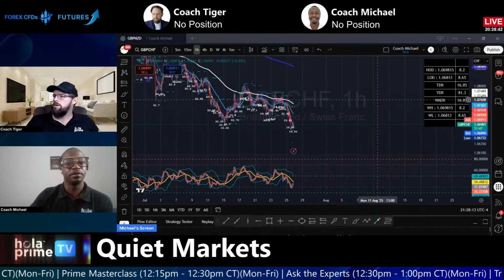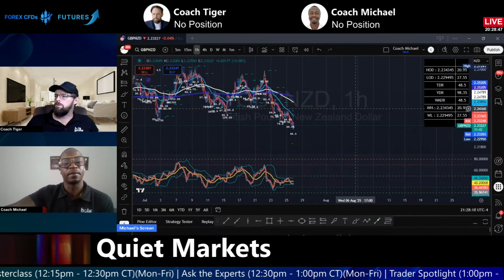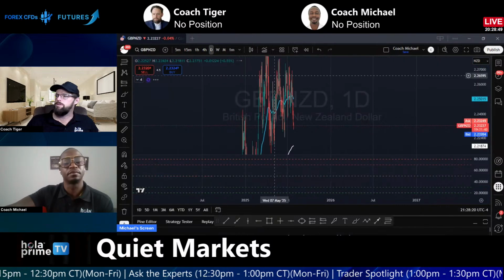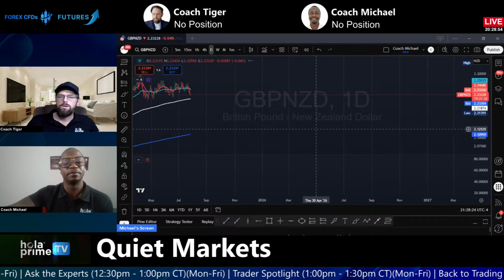Minus 12. And it's even crazier when you look at it on a daily or a weekly time frame. It's just straight sideways. Big range.